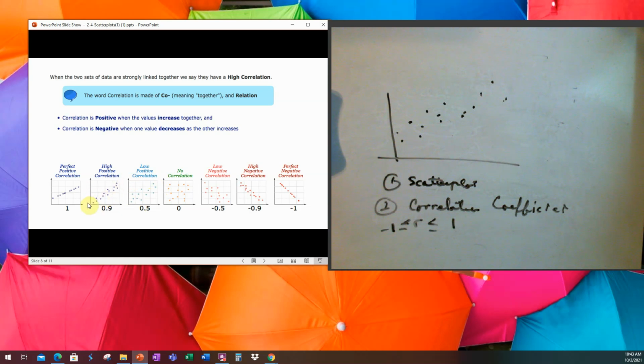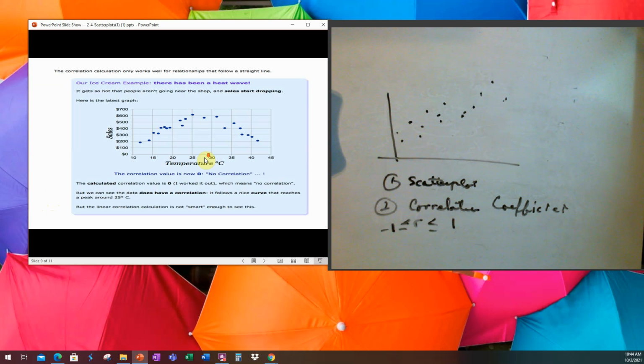Here, this actually starts to look like I can do some pretty good predictions. This is the 0.9, and then a perfect +1, everything lies along a straight line. There's no error between what the trend line would be and these points that would be prediction. Okay, the correlation calculation only works well for relationships that follow a straight line.